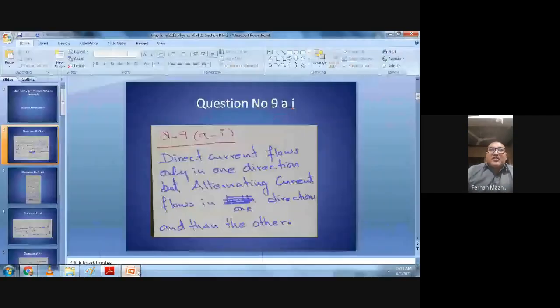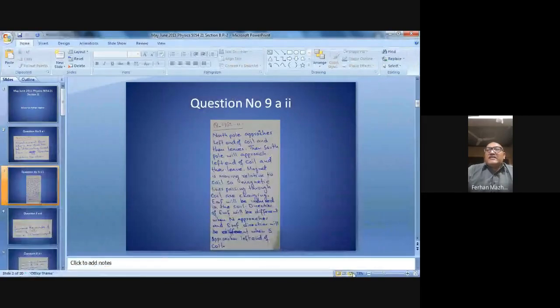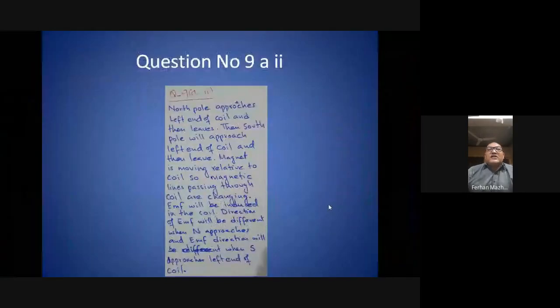I have written this answer also. It's a huge answer. Let me show you. The north pole approaches the left end of the coil and then leaves. Then the south pole will approach the left end of the coil and then leave. The magnet is moving relative to the coil, so the magnetic lines passing through the coil are changing. EMF will be induced in the coil. The direction of the EMF will be different when the north pole approaches, and the EMF direction will be different when the south pole approaches.